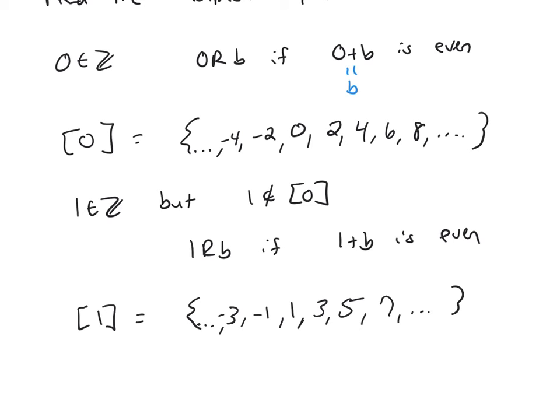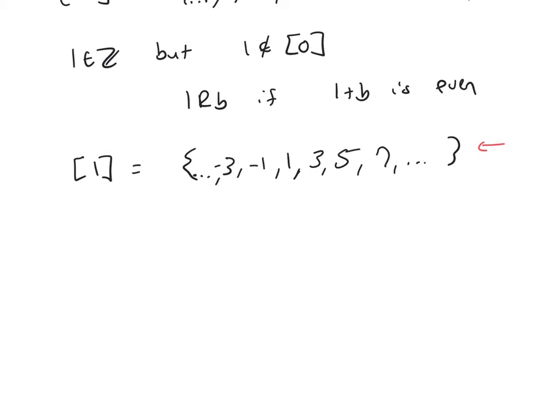Now these two equivalence classes that I have here contain all of my integers. The first one contains all the even numbers, and the second one contains all the odd numbers. So here I get two distinct equivalence classes, the equivalence class of 0 and the equivalence class of 1.